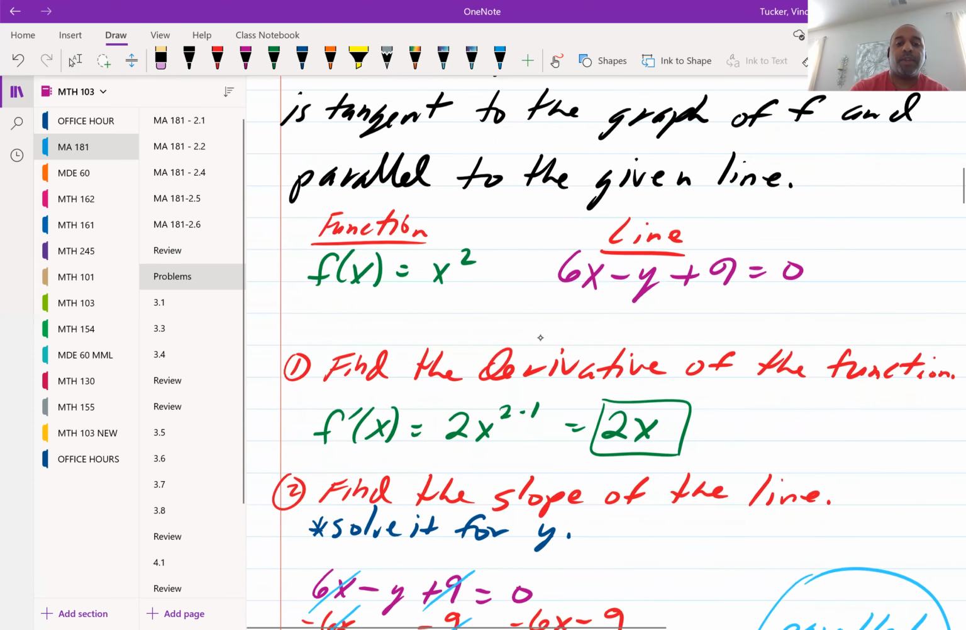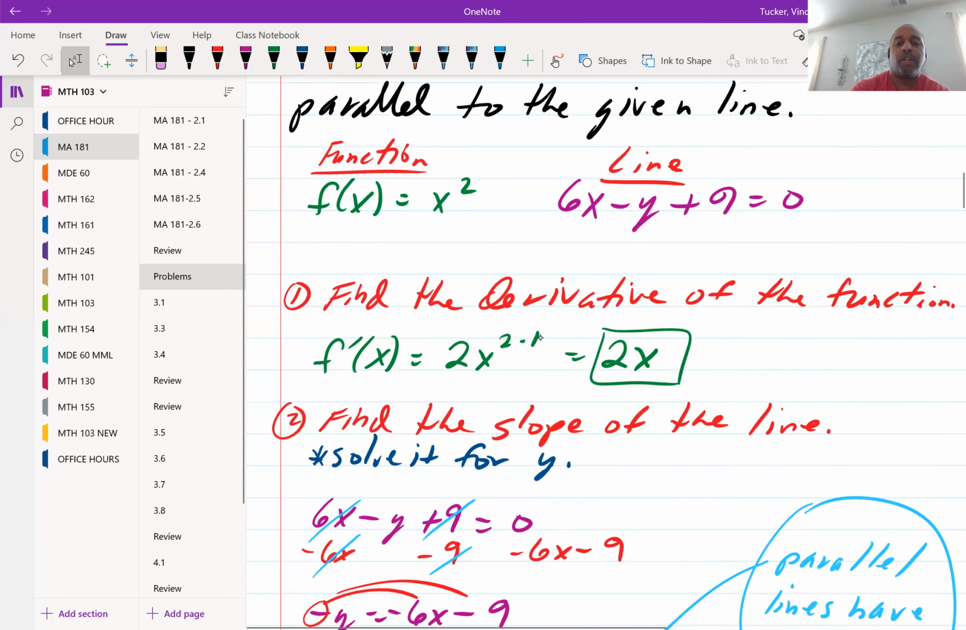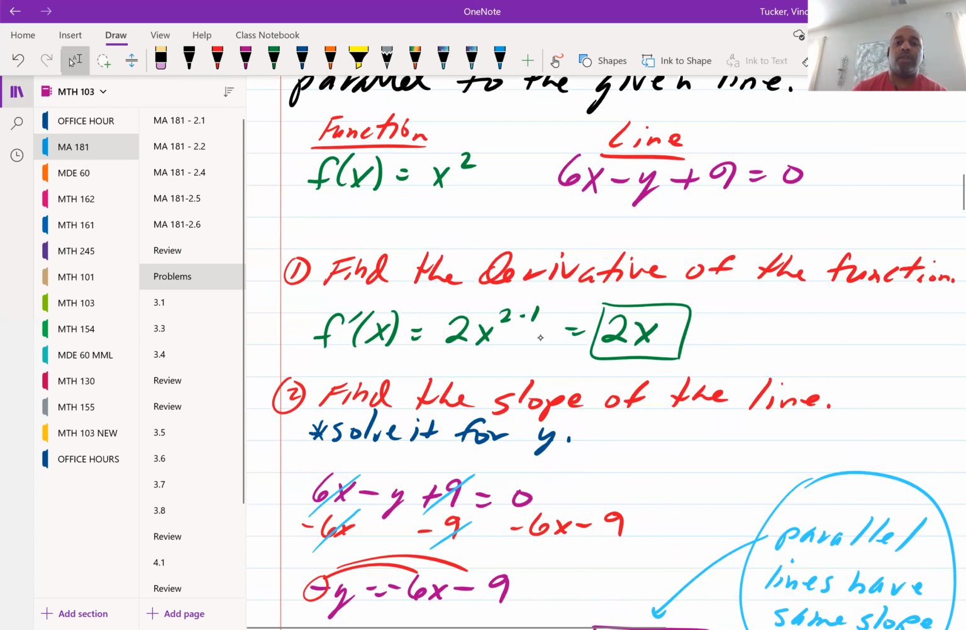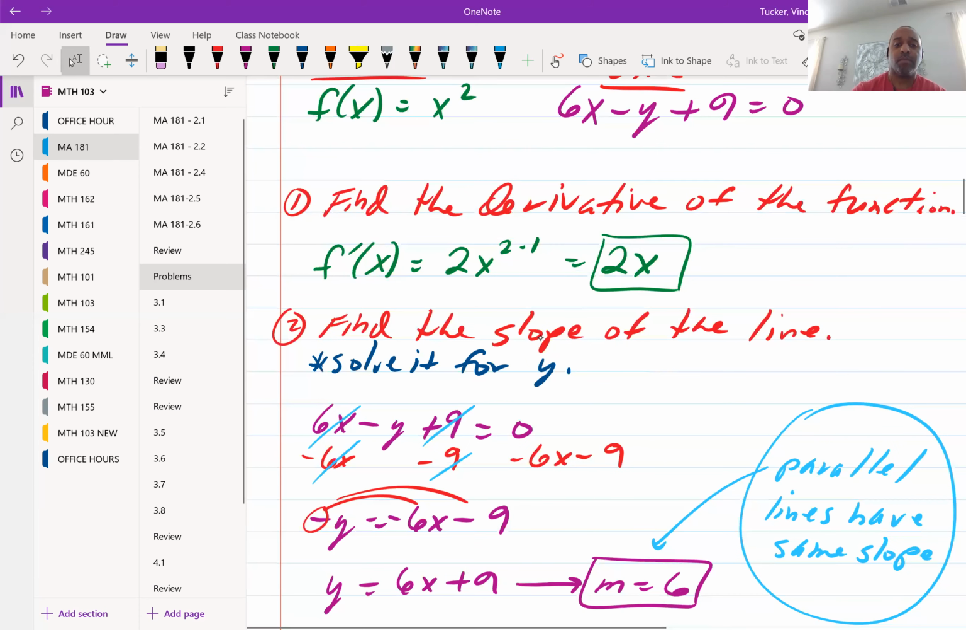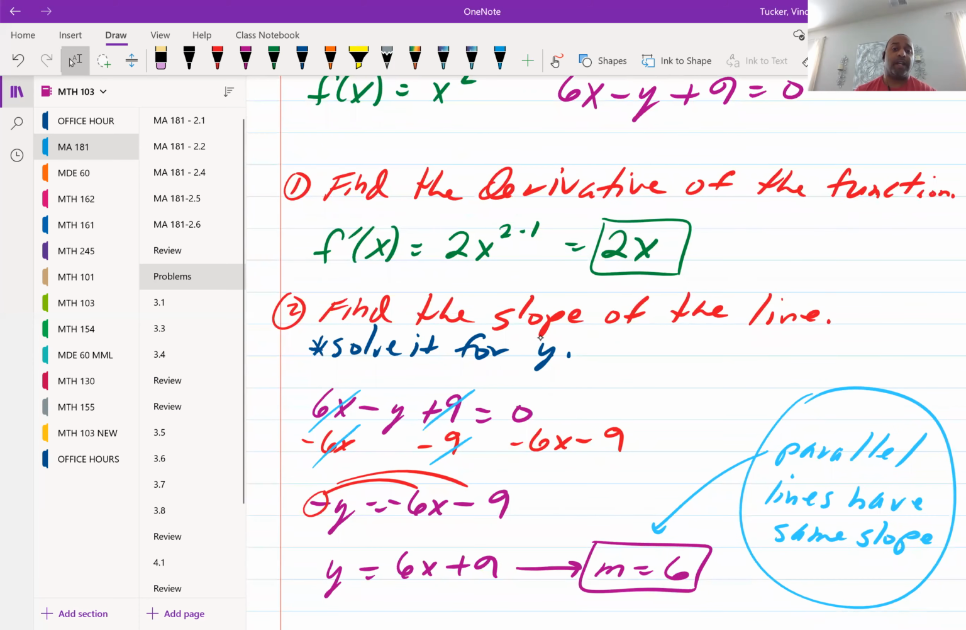All right. From there, find the slope of the line. So we'll solve 6x minus y plus 9 equal to 0 for y. I subtracted 6x from both sides, subtracted 9 from both sides, and that gave me negative y equal to negative 6x minus 9. Of course, we're solving for y and not negative y, so we send a negative to the other side, and that affects both terms. That'll give me y equal to 6x plus 9.